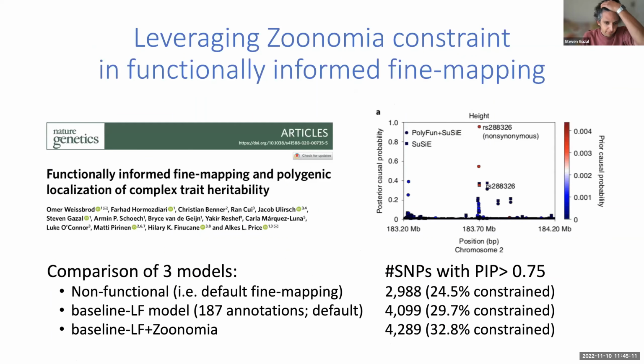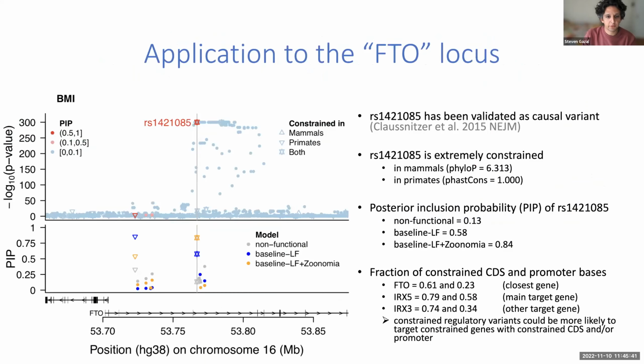Okay, I'm starting to run a little short on time, so I just want to say that we finally, as an application, leveraged these new constraint scores in functionally informed fine-mapping studies. We used the PolyFun method, and the idea was just to compare fine-mapping results in an analysis where you give a prior based on functional annotation, and what the results are when you add these Zoonomia scores.